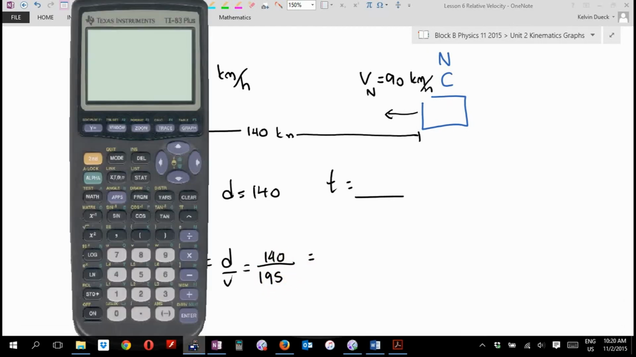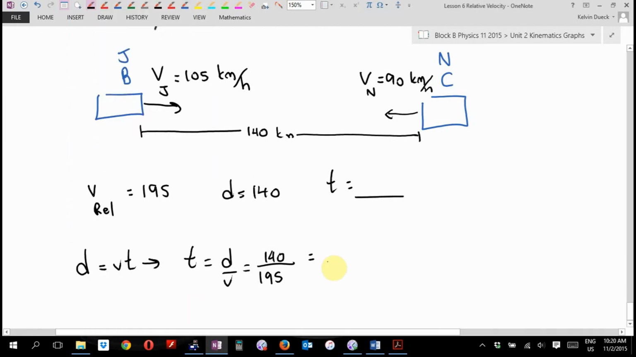That's why I have a good answer button on my calculator. Hopefully your teacher went on a rant at the beginning of the year about the importance of having a good calculator. They're going to meet after 0.7179 hours. I'll go 0.718 hours. That's when they're going to meet.